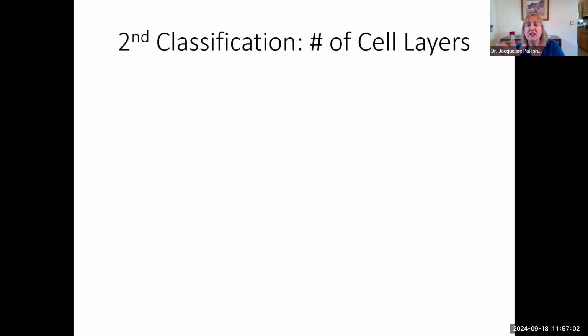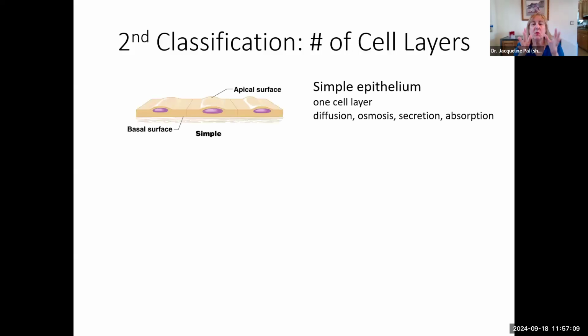The second classification is how many layers of cells do we have? So if we only have one layer of cells, we call it a simple epithelium. Okay? And these are the type where we're going to have a lot of diffusion, whether it's osmosis, diffusion of water, or diffusion of other things, gases, diffusion of sodium, diffusion of other things, or if we're going to have secreting or absorbing.